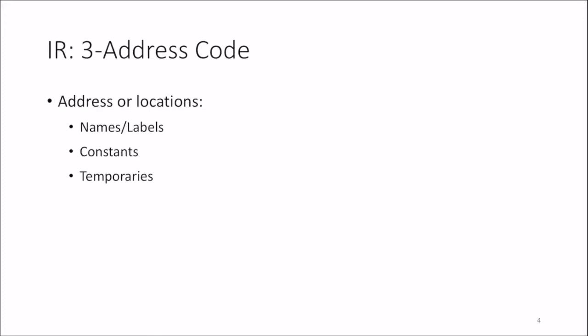The addresses or locations can refer to names or labels, like I said, the target of a go-to statement. A location can be a constant, like a value that doesn't change, but we still need to save it somewhere. And there are temporary variables that we often need to use if you have a complex expression. Then you need to decompose it. Often, in order to make it three-address code, you need to use lots of temporary variables. If you have 2 different operations, then you have to sequence them in such a way that you're only doing one operation at a time.